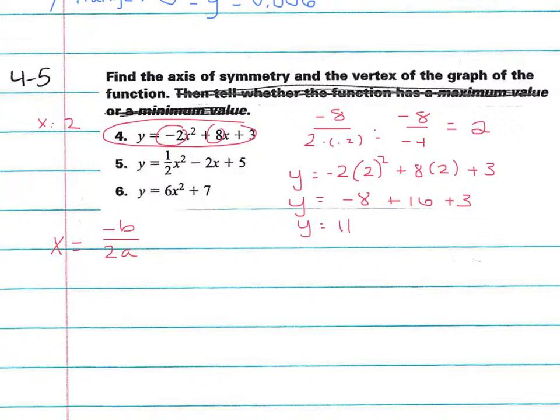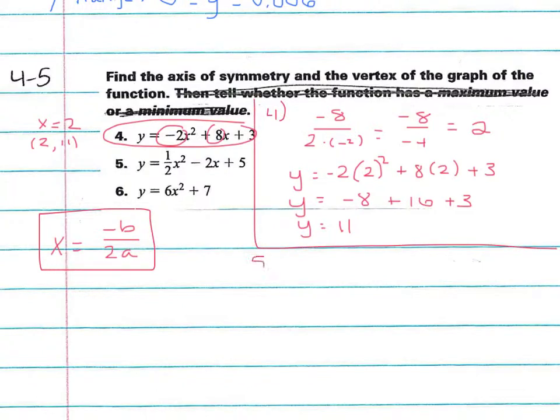And so the vertex is an ordered pair, which you'll use the 2 that you found as x, and then the 11, which you found as your y. So your vertex is (2, 11). And we will do the same things for 5 and 6. So I'm going to box the formula that we use for each one of them. This is all the work for 4.